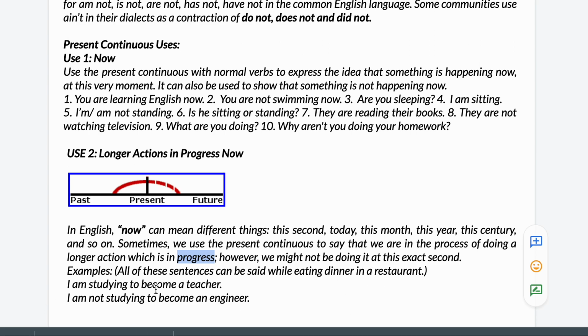I am studying to become a doctor. Let's say we're eating our lunch and you ask me, what are you studying? I would just say I'm studying to become a doctor, even though I'm eating food right now, because I'm talking about an action which started and is going on, in progress. I'm not studying to become an engineer. So we're having lunch and talking about different topics, and I answer, I'm not studying to become an engineer. Even though right now I'm not studying, I'm eating, we can use this structure.